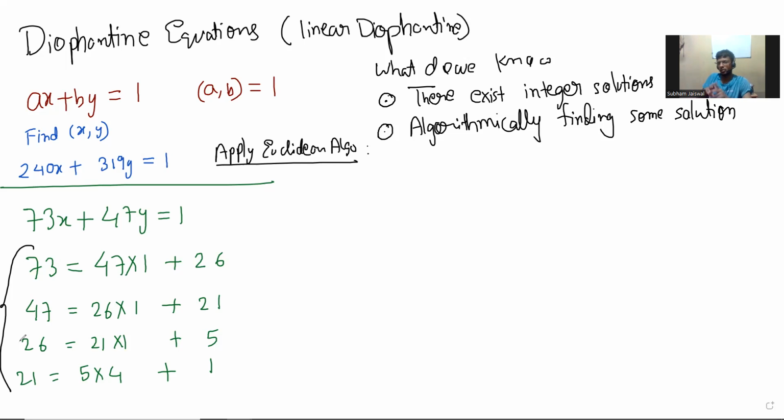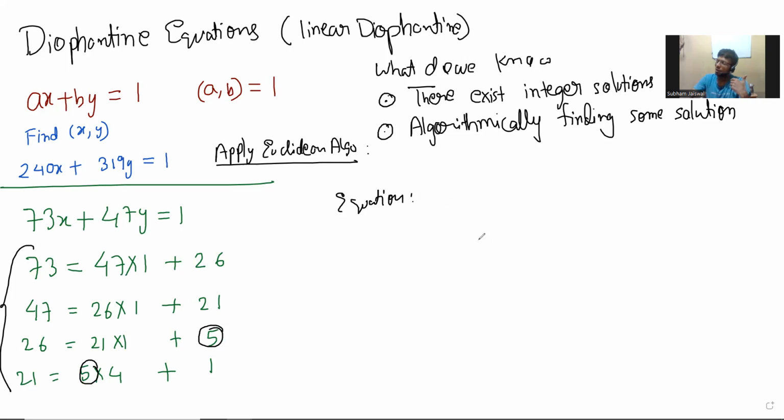So has anyone got the first step at least? From here on, what's the next step? I mean, it's clear what you would want to do in the next step, right? What we want is an equation which is a linear combination of what? We would want to get rid of the 5. So you would have a linear equation which is a linear combination of 26 and 21.